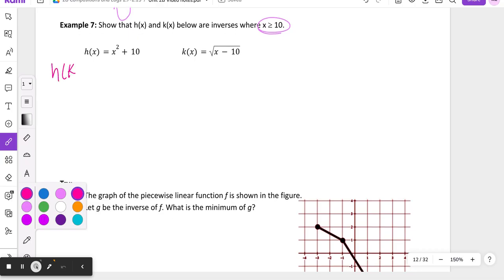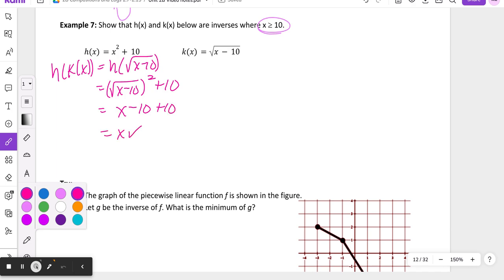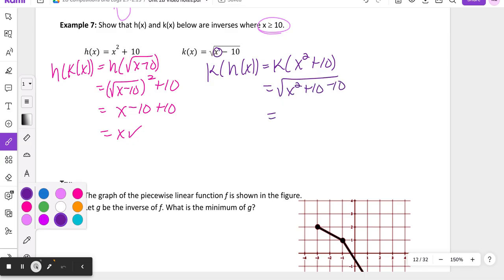So we do h of k of x, means we do h of the radical function. So radical squared plus 10. We get just the radicand. So that equals x. Do the same thing just the other direction. So k of h of x. So k of x squared plus 10, which means that's going into here. So the square root of x squared plus 10 minus 10. The 10's cancel, and the square root of x squared is x.